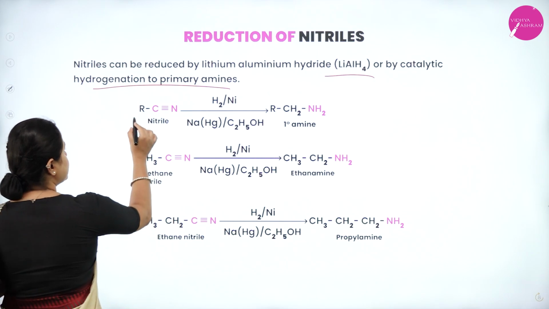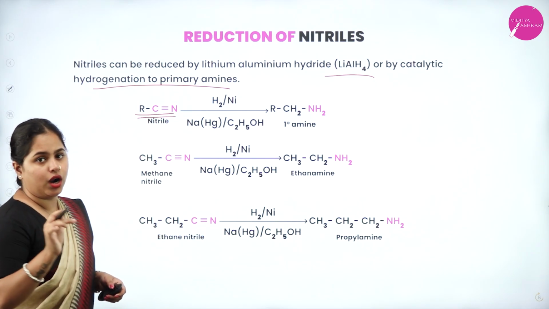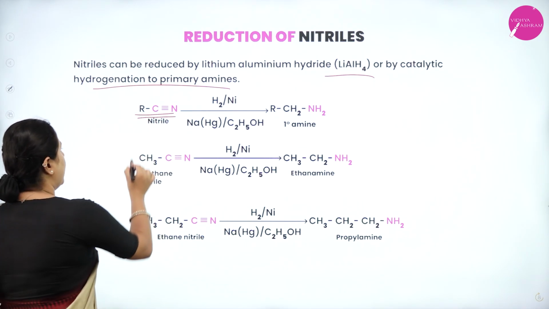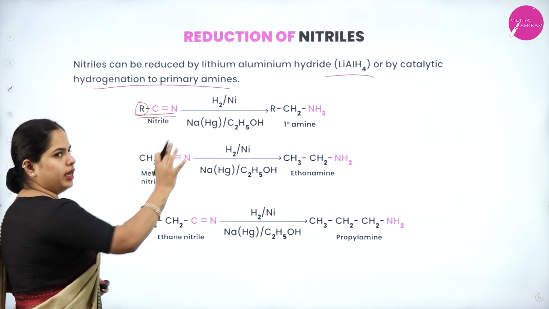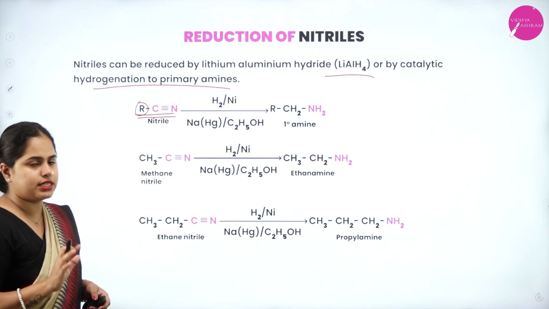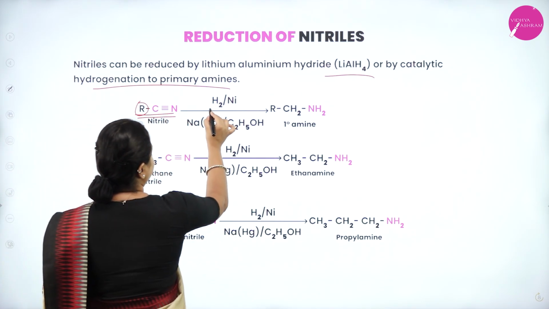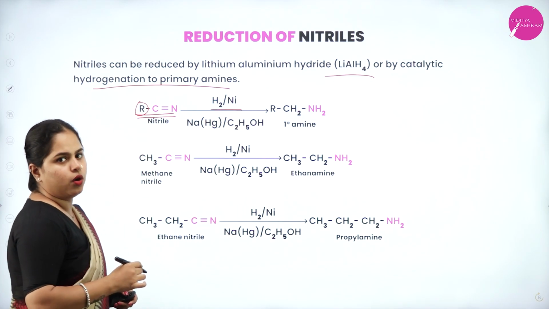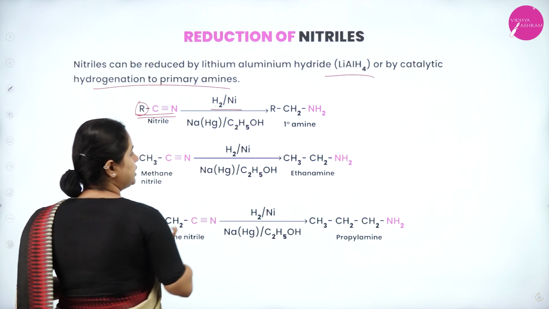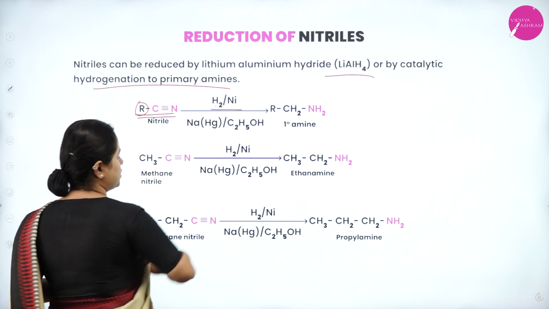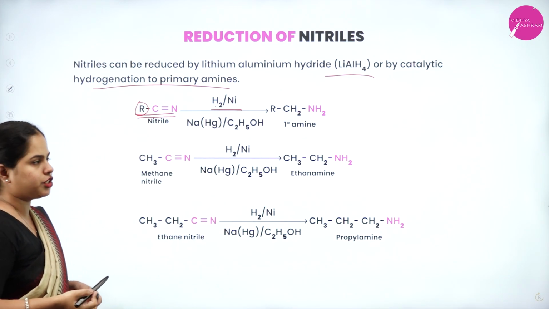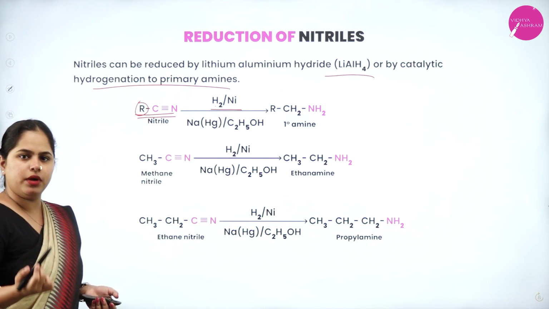So you can see R C triple bond N. This is called a nitrile. Here R is an alkyl group, and C triple bond N is the functional group. So this is called a nitrile. Either it can react with hydrogen in presence of nickel, that means hydrogenation, addition of hydrogen in presence of a catalyst. So this is called catalytic hydrogenation, or else you can use lithium aluminum hydride as well.